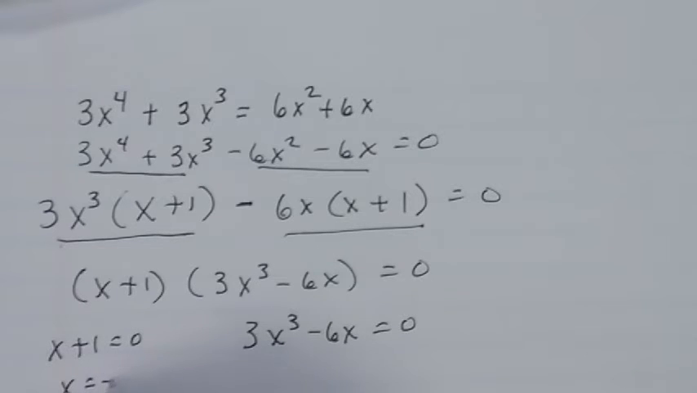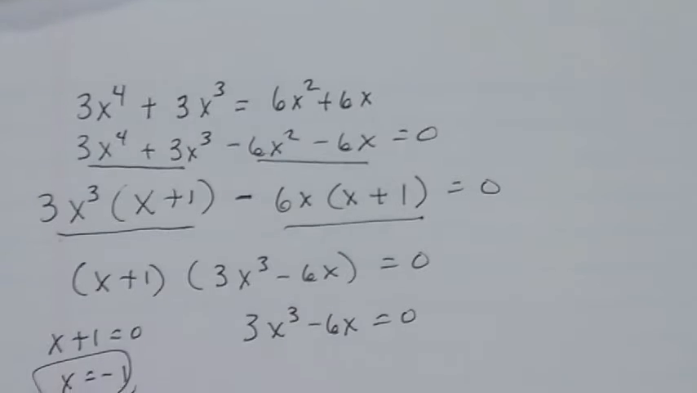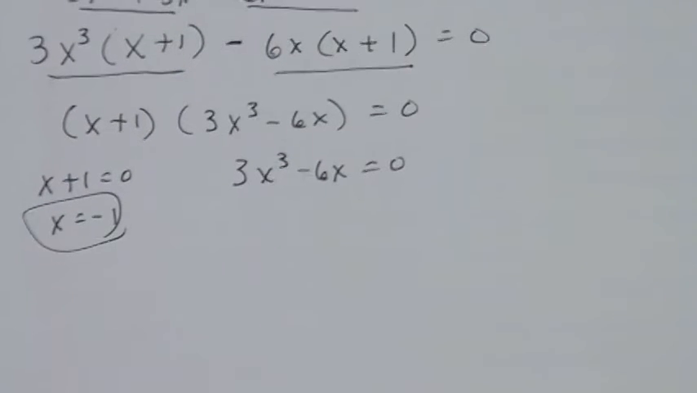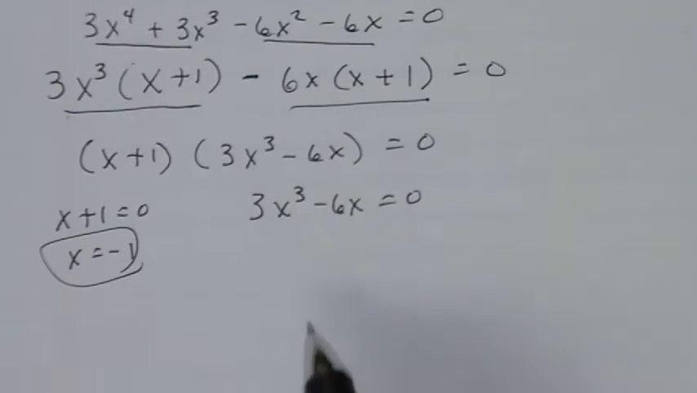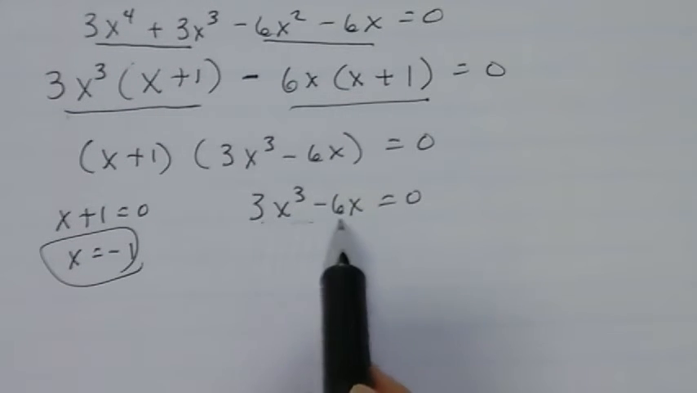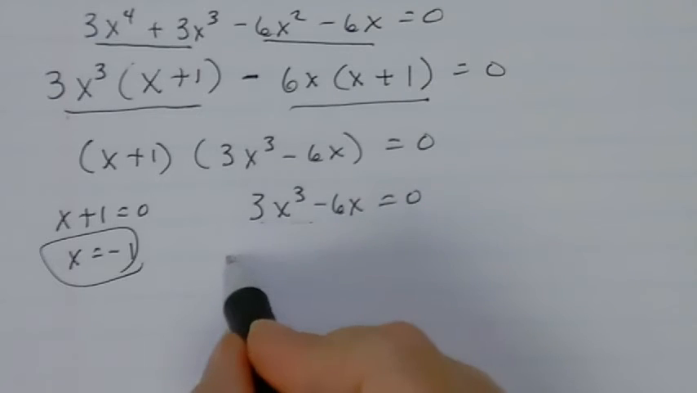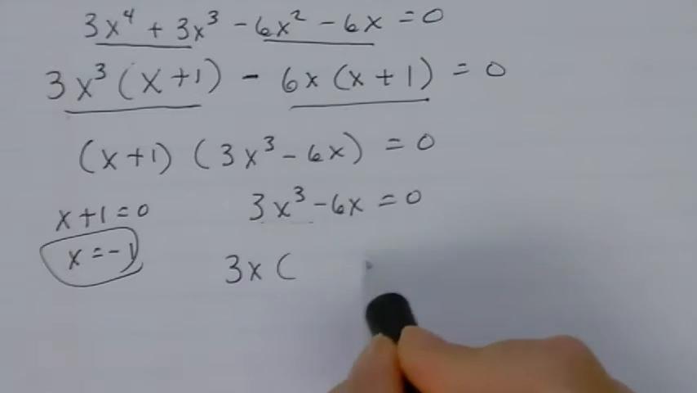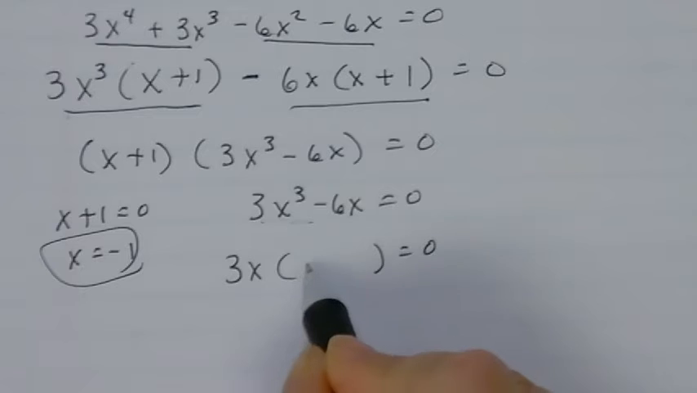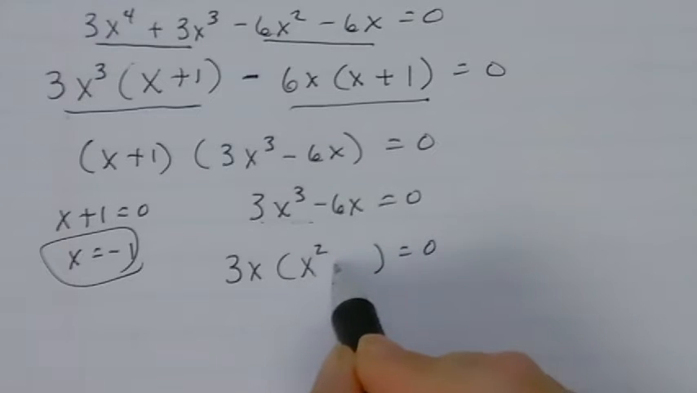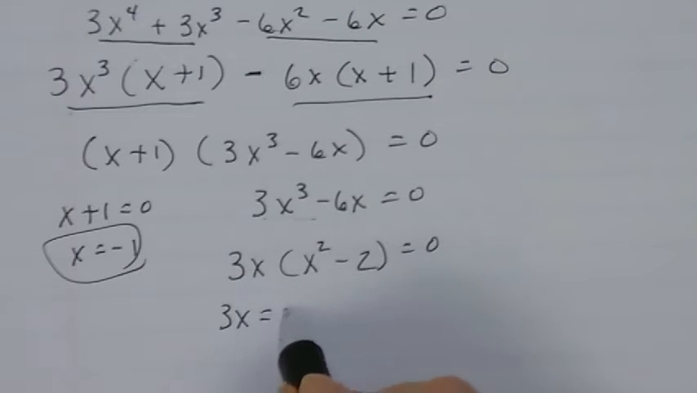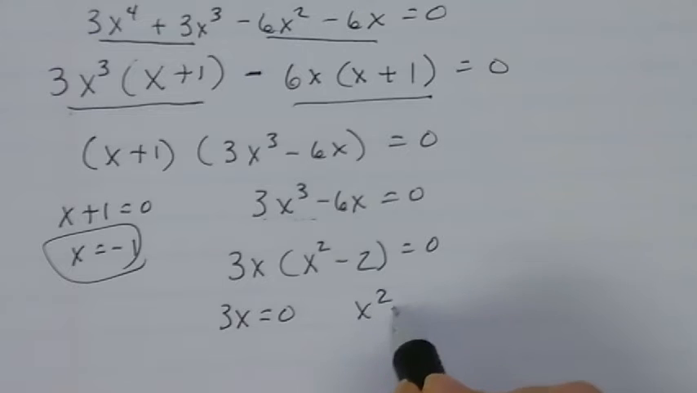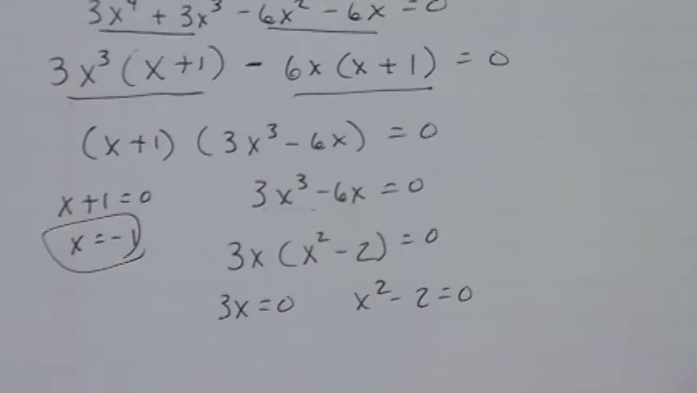This part's easy. X equals negative 1. There's one of my solutions. But I should have 3 more solutions because it's an x to the 4th problem. So I'm going to have to work with this. This actually factors again. They have in common a 3 and an x. So what's left is x squared minus 2. So this means that 3x equals 0, or x squared minus 2 equals 0.